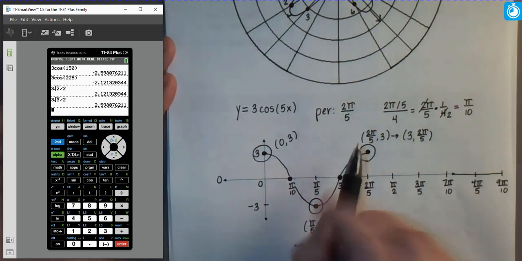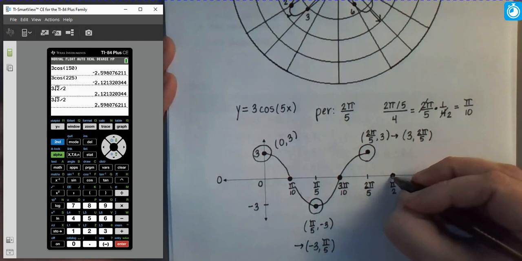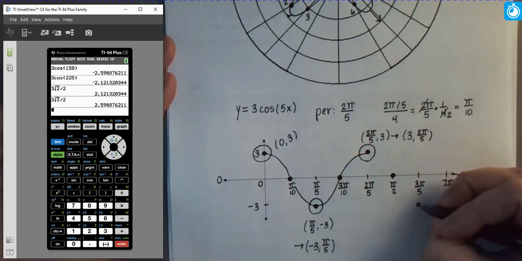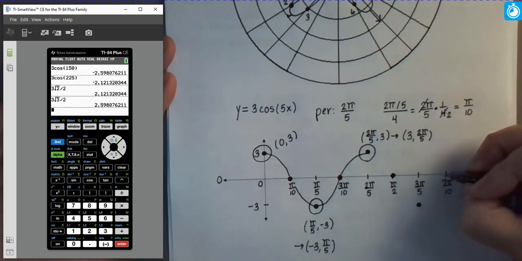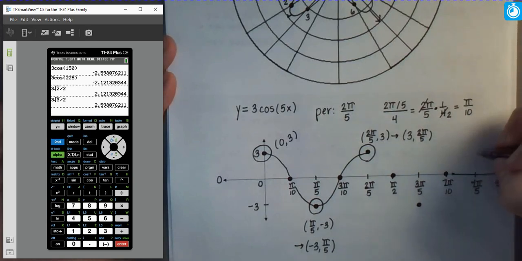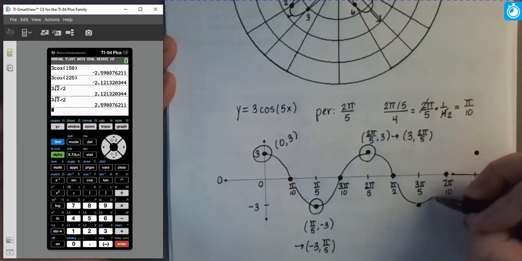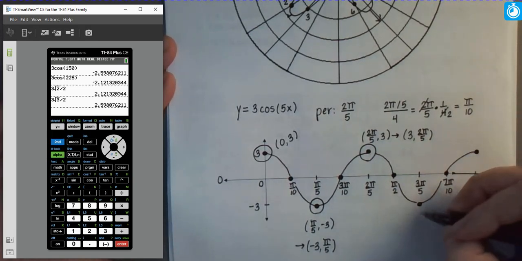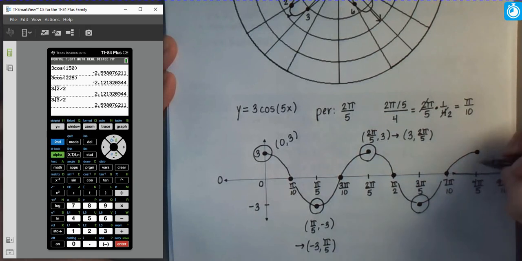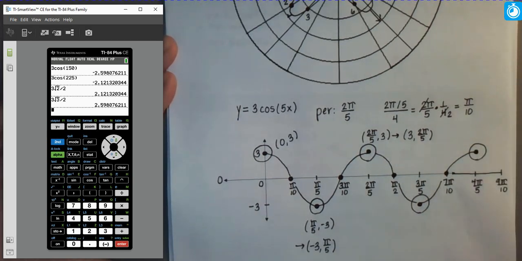So starting back at the max, we go to the midline, we go to the minimum. Okay, there's another petal tip. Go back to our midline, and then we hit our maximum again. Okay, so if we graph that additional period, we have an additional petal tip and an additional petal tip.